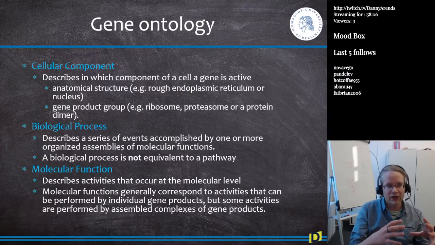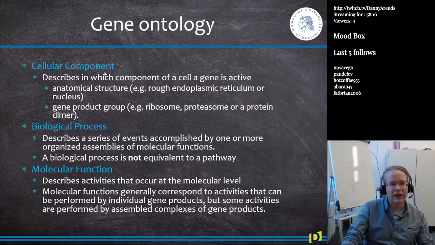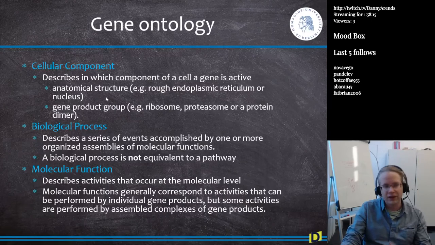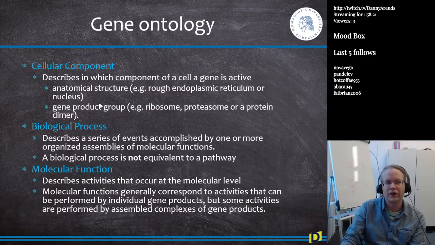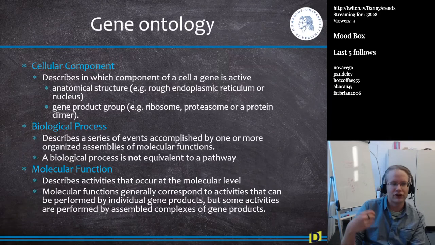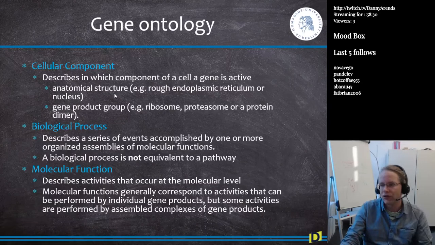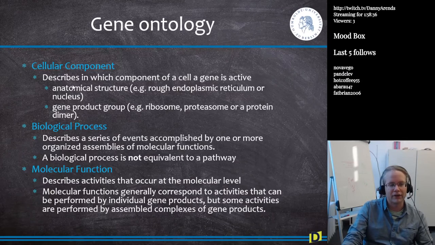So it has an annotation saying that this gene is located in the endoplasmic reticulum, or this gene is active in the nucleus. It can also tell you, for example, if there's a gene product group, right? The cellular component is also, for example, the ribosome, or a proteasome, or a certain protein dimer, right? So cellular components are where in the cell this gene is normally found to be active.